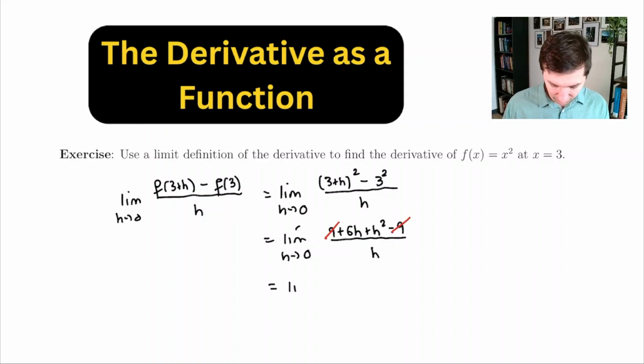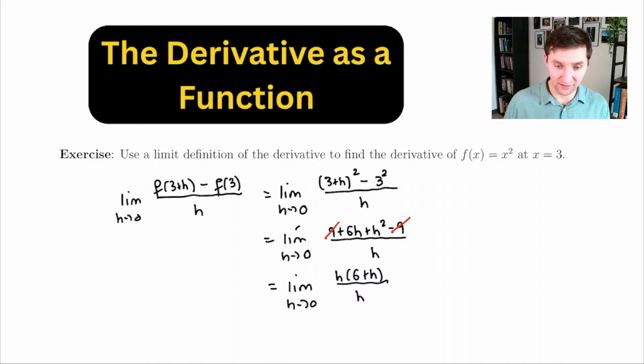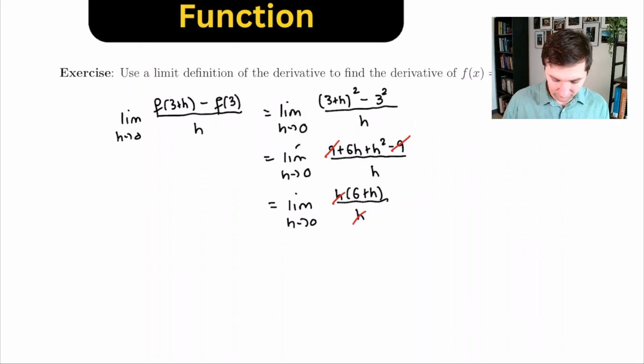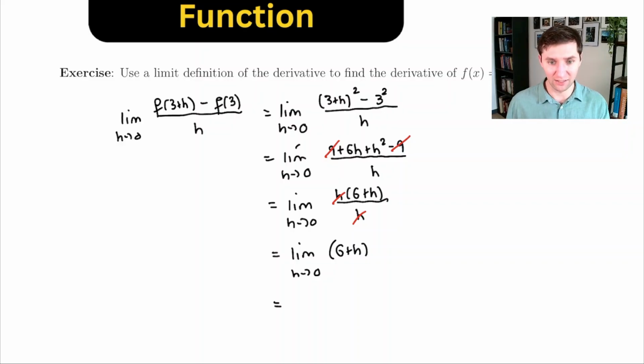The remaining two terms have h in them, so I will factor it out, and I get h times (6 plus h) divided by h. This allows me to divide out h, which leaves me with the limit as h goes to 0 of 6 plus h. Nothing stops me from plugging in h equal to 0 anymore, and I get 6.